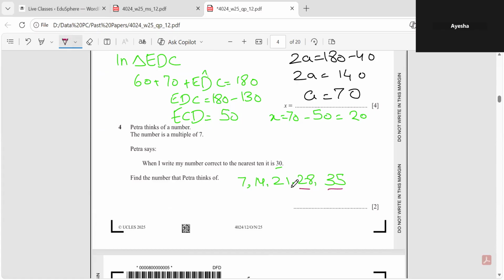But when I correct to the nearest tens, suppose I correct this 35 to the nearest tens, it will be corrected to 40. So we cannot take this. But if I correct this 28, if we see what is at the tens place, it's 2, so it will become 30. So the number that Petra thinks of is 28. Hopefully it's clear to everyone.